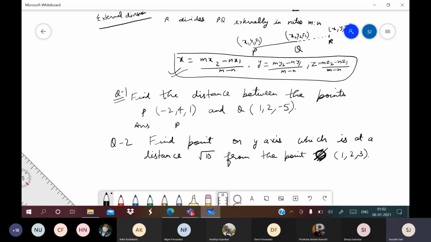See how you will use the distance formula. PQ equals under root. See, the formula is x2 minus x1 whole square. So 1 minus of -2 will become 3, then 2 minus 4, that is minus 2 whole square, and minus 5 minus 1, that means minus 6 whole square. So this is 9 plus 4 plus 36, which is root 49, that is 7 units.